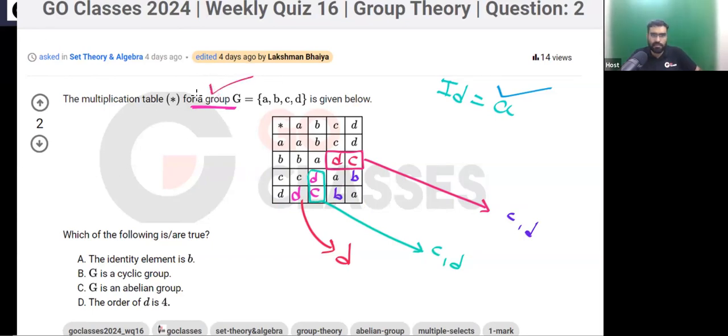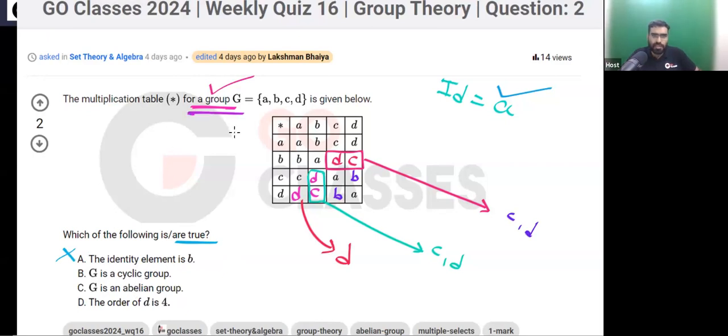Now you tell me the answer. Now you can easily find all the answers. What is the identity element? That is A. So I can say this statement is false. The question is asking for two statements, so this statement is definitely not true. And what about abelian group?